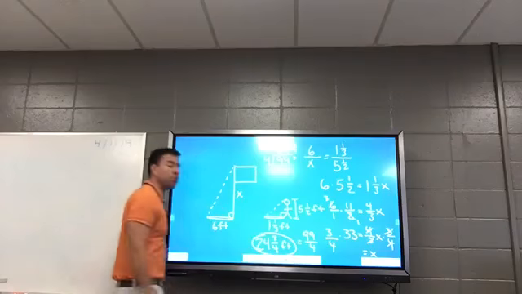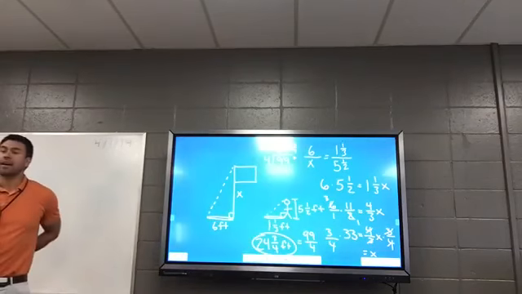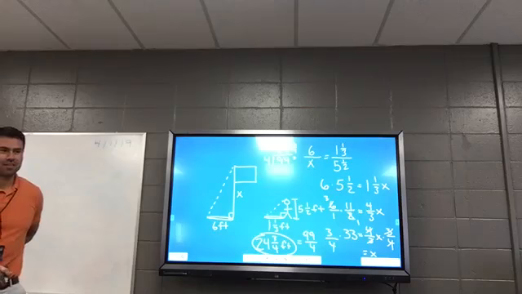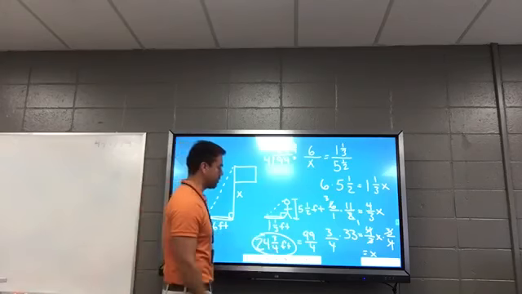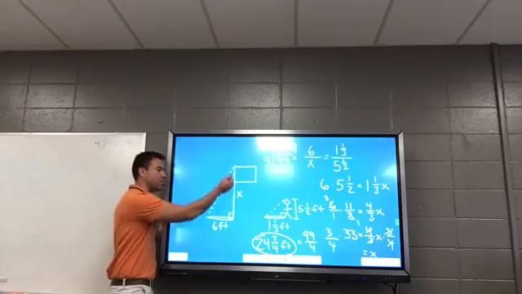Did anyone get 24? Did anyone get 24.75 feet? Okay, that's good, but what's the answer? Yeah, so you can verify, 3/4 is 0.75, so yeah, 24 3/4 feet. That's how tall that flag post is.